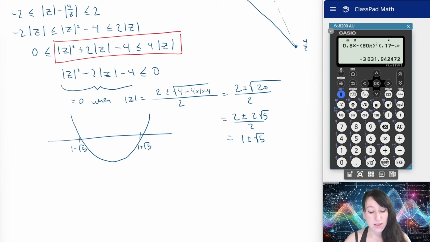Now, the absolute value of z is also the modulus, the length or distance from the origin. It has to be positive. So we're going to restrict ourselves from 0 to 1 plus the square root of 5. So that means that the modulus of z, absolute value z, is less than or equal to 1 plus root 5.